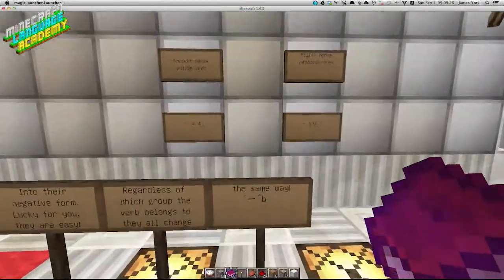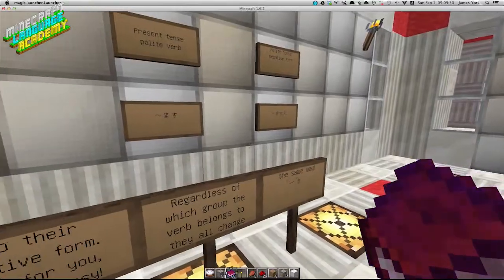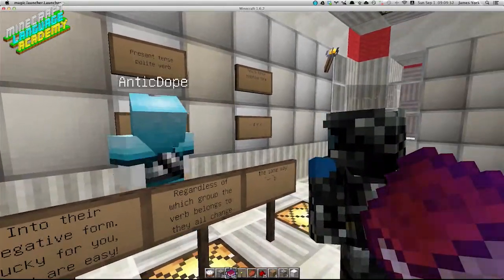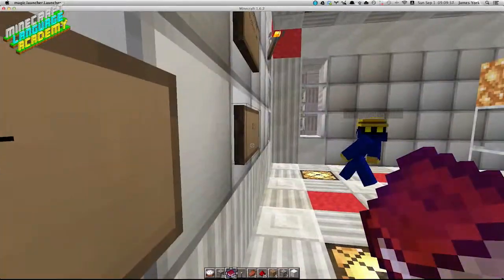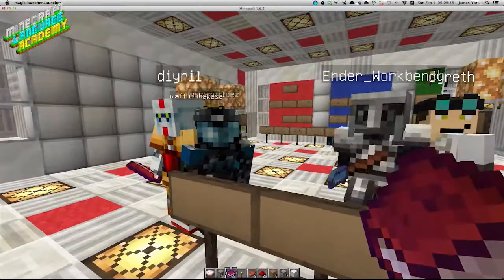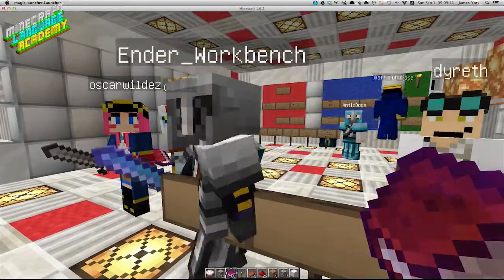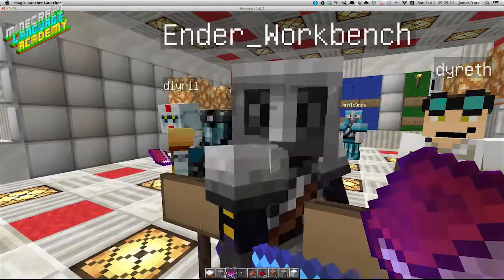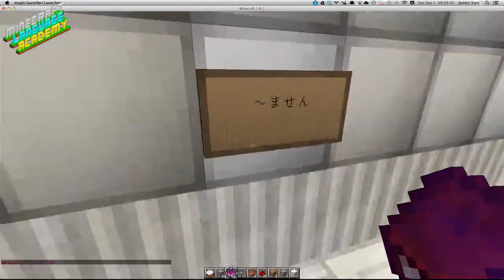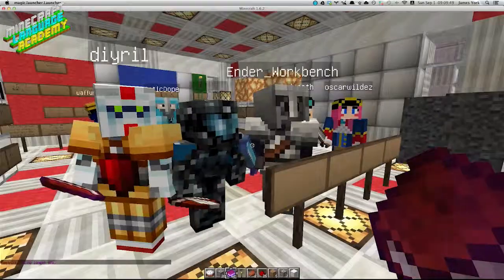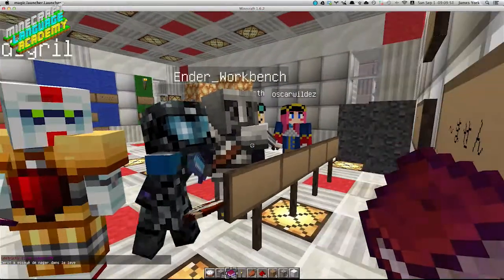Now, if we jump over to this side of the room, we can see how to make them negative. Super, super simple. All we need to do for all of the verbs, regardless of whether it's a group 1 or godan verb or ichidan verb, they all conjugate the same. All we need to do is change the masu to masen, and then it means don't do the verb. Okay?